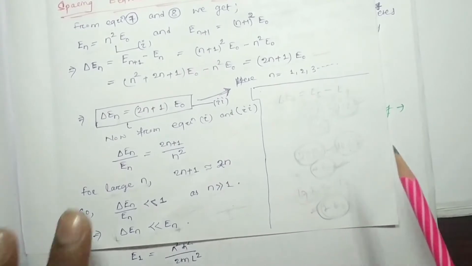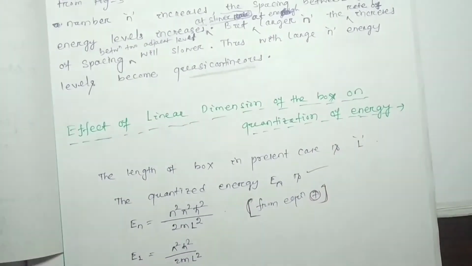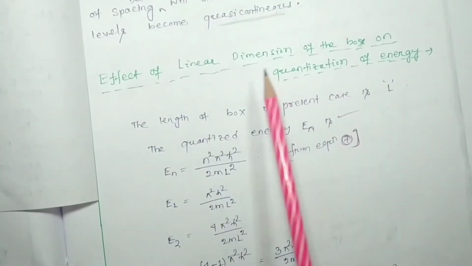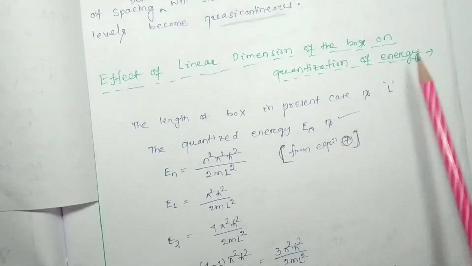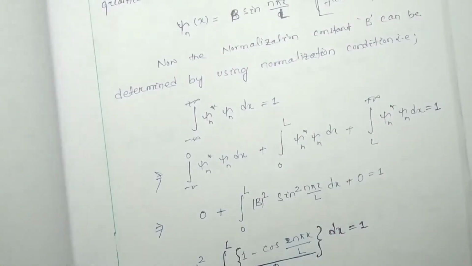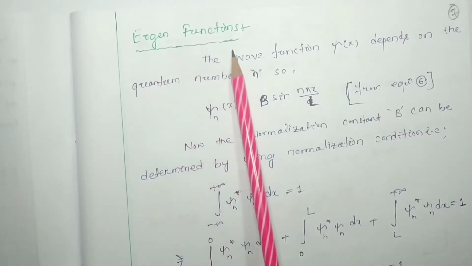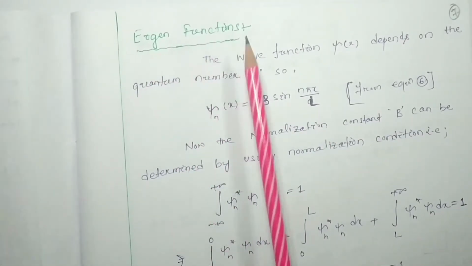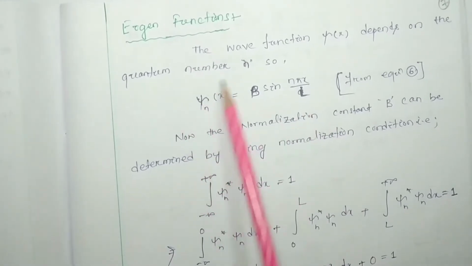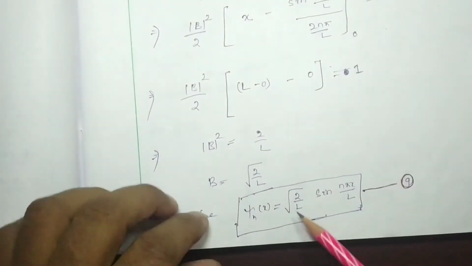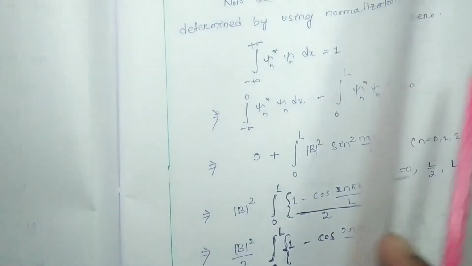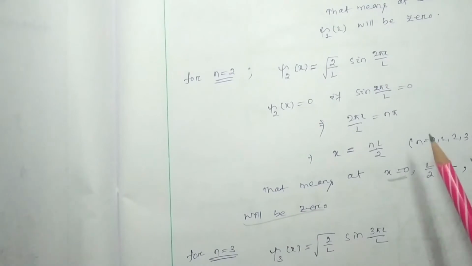That we have also discussed, and we discussed the effect of the linear dimension of the box on the quantization of energy and the energy eigenfunctions. The eigenfunctions we found by considering the normalization condition of this wave function, and we found that it will be root over 2 by L sin n pi x by L. So all this we have discussed in our last two videos.